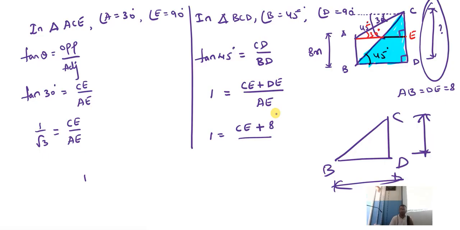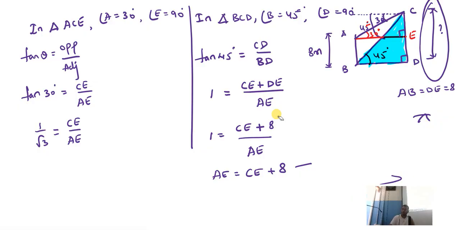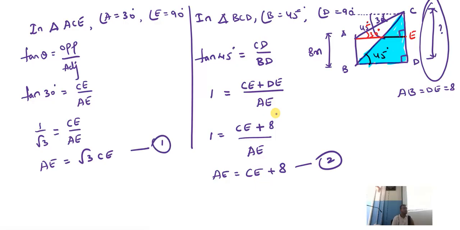We know the value of DE. AE value we don't know. So I am going to keep AE as it is. Now AE into 1 is AE is equals to CE plus 8. Let me write this as equation 2. Now AE into 1 is AE is equals to root 3 CE. This is my equation 1.